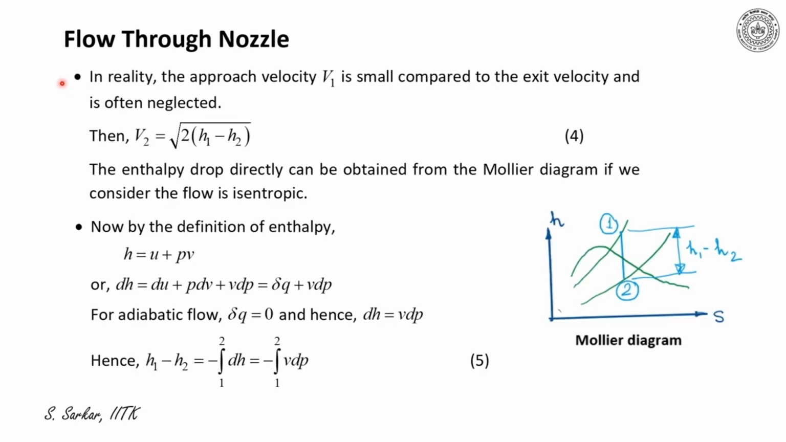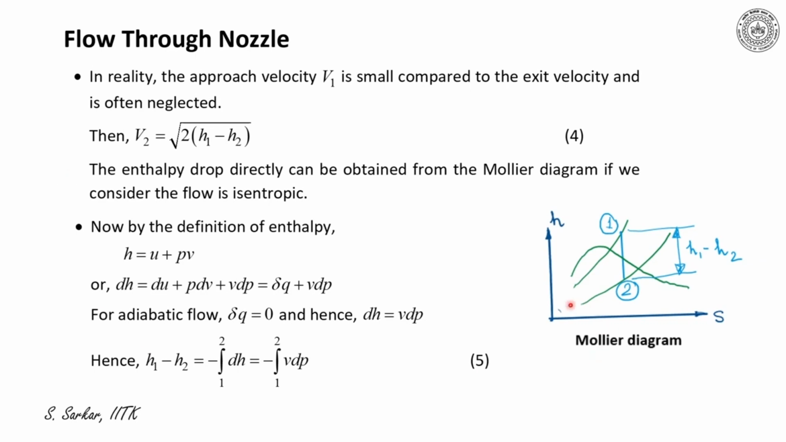In reality, the approach velocity V1 is small compared to the exit velocity of the nozzle and is often neglected. Therefore, V2 can be expressed as root over twice (H1 minus H2), which is equation number 4. The enthalpy drop can be directly obtained from the Mollier diagram if we consider the flow is isentropic.